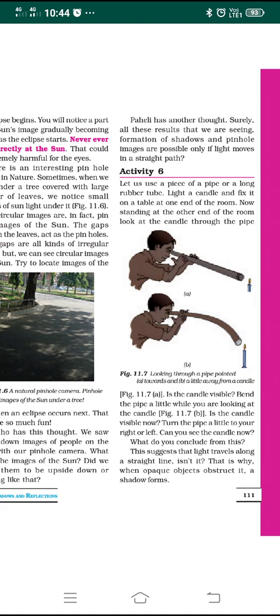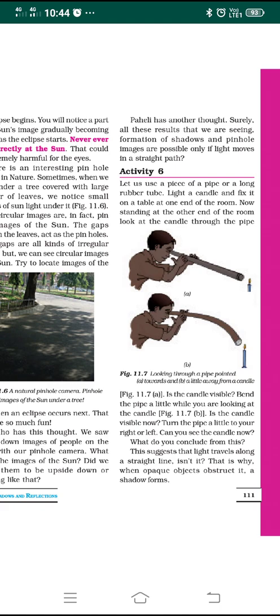Here, bend the pipe a little. You have to bend the pipe with your hand while you are looking at the candle. Is the candle visible to the person now? Think of it. Now turn the pipe a little to your right or left. Can you see the candle now still? So what do you conclude from this?